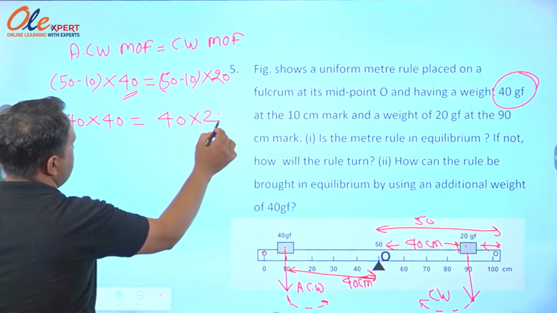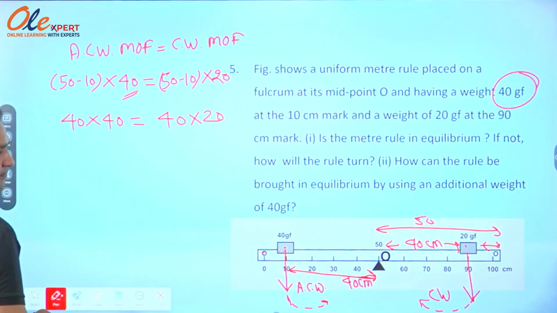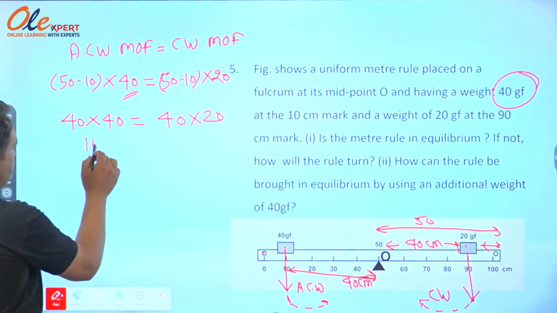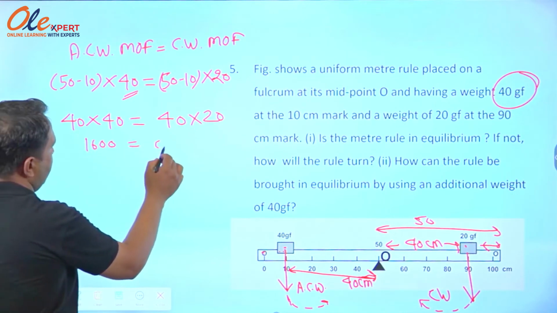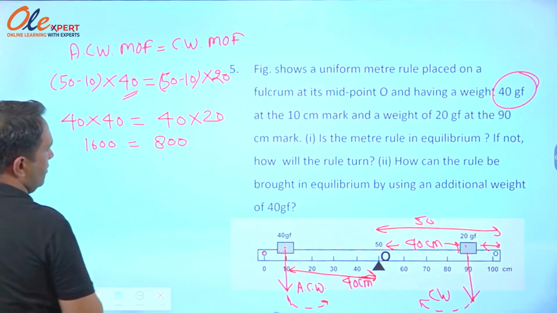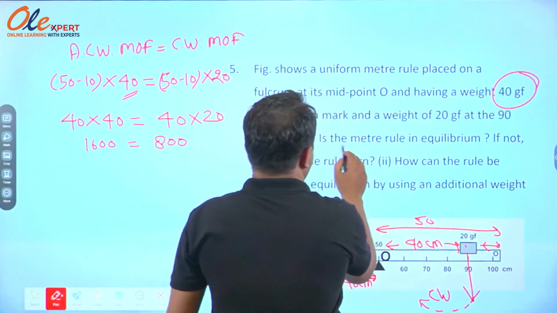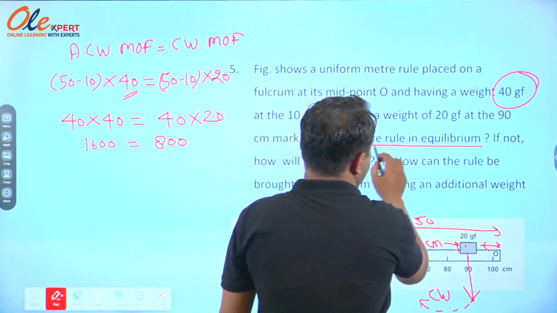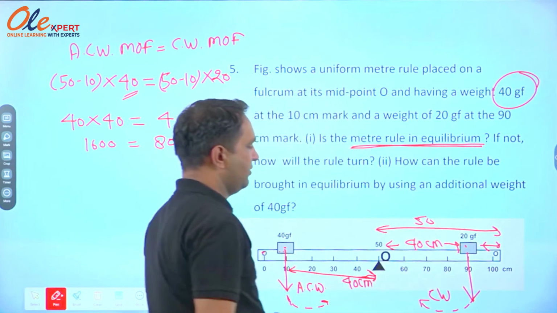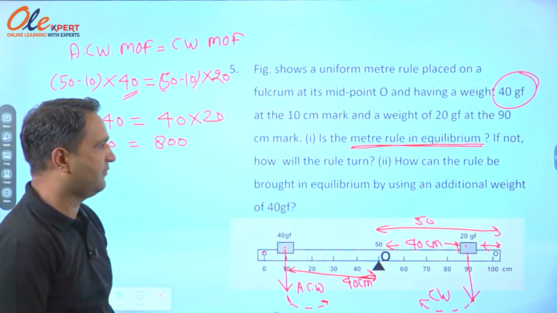So as you can see, it is not balanced. 1600 is not equal to 800. So it is not balanced, which means the meter rule is not in a state of equilibrium.